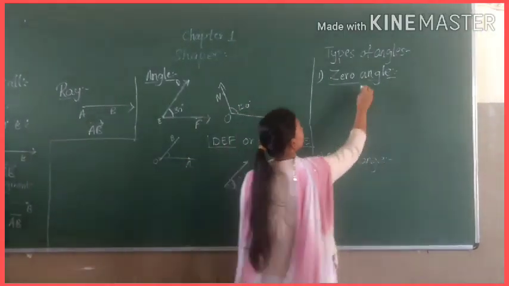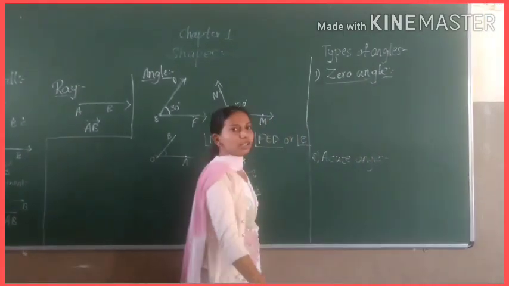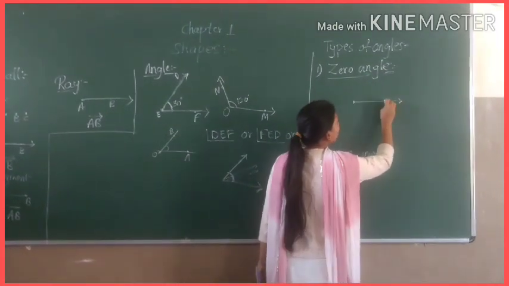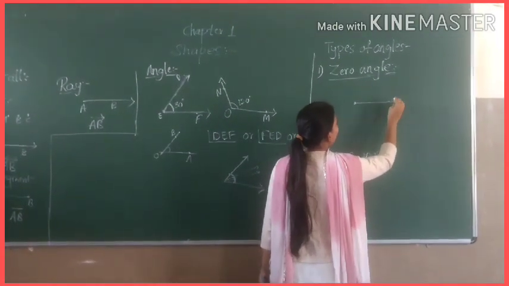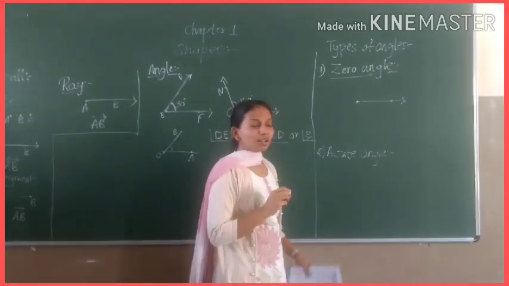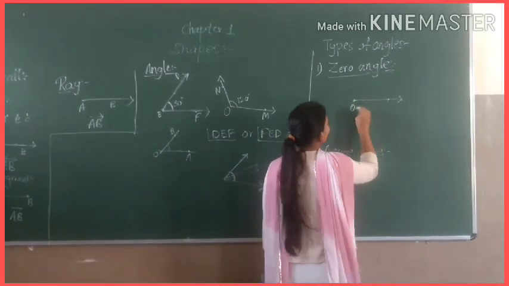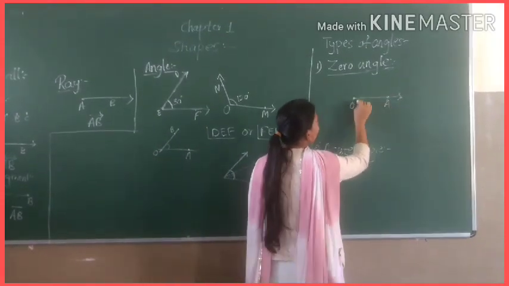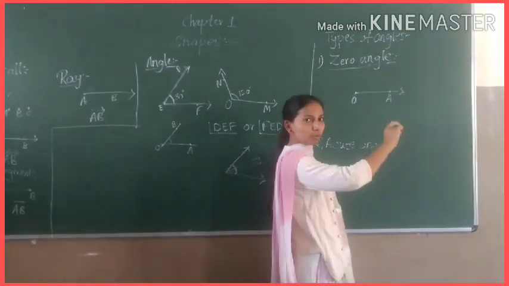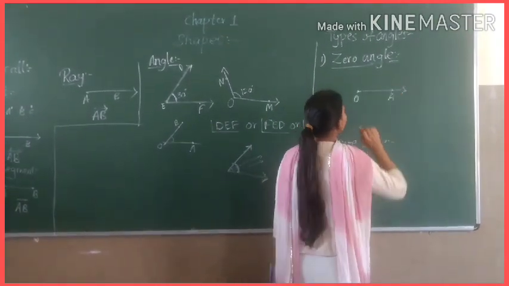The first one is zero angle. What is zero angle? If the initial and the final ray, both of them lie in the same position, we can call this a zero angle, like O and A. Here the angle is not found. Initial ray and the final ray are at the same position. So this is the zero angle.